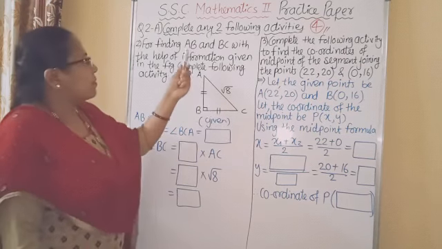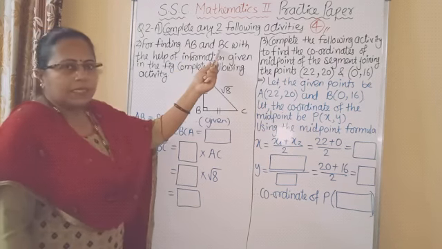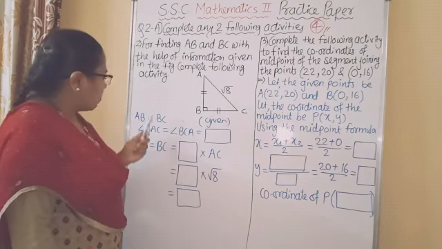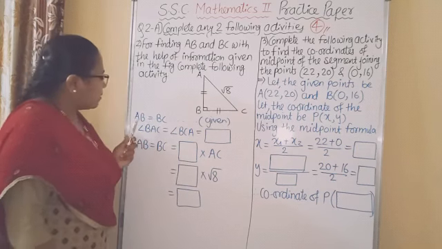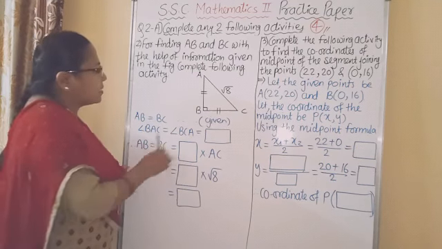Using this information, we have to find AB and BC. And for that, we have to complete this activity. Okay. So the first step is given. AB is equal to BC.